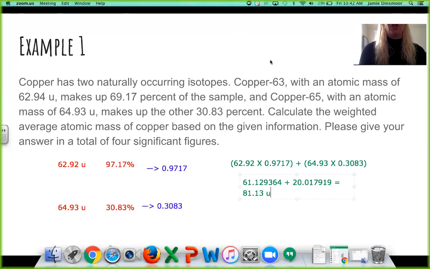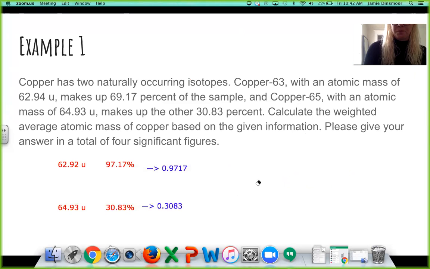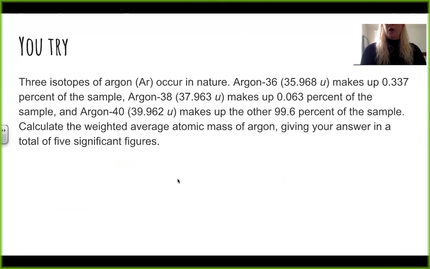And that seems strange that it's so much higher than the ones given here, right? But that is the correct math. Unless I'm missing something here and you guys are seeing something I'm not seeing, but that's what I got. So let's try another example. You guys are going to try this one, and then we'll go over it.